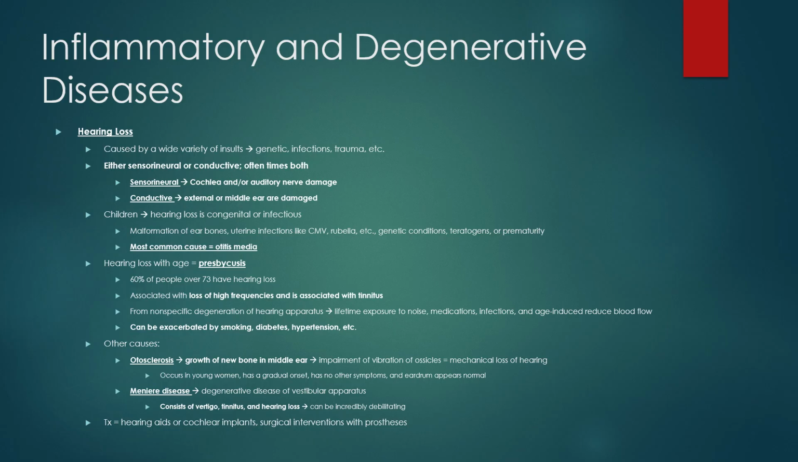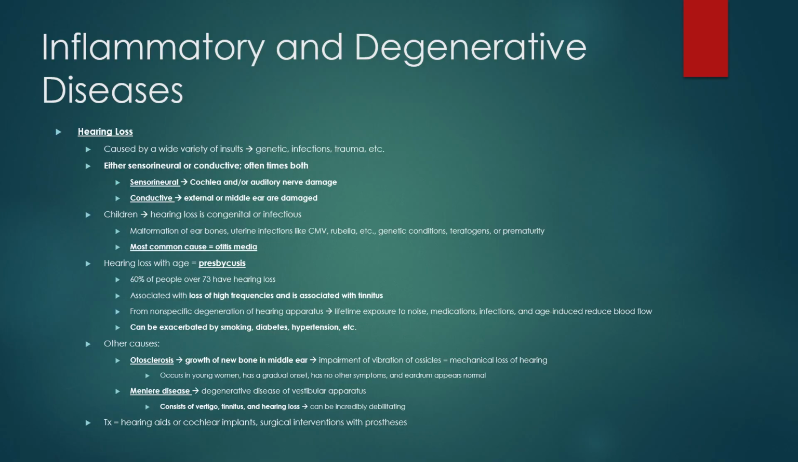There's hearing loss in children. In kids, hearing loss is often congenital and infectious, and the most common cause? Chronic or recurrent otitis media. Repeated inflammation damages middle ear structures and interferes with normal auditory development.